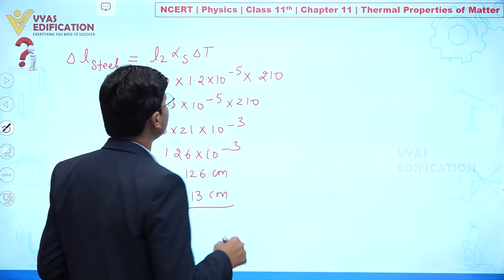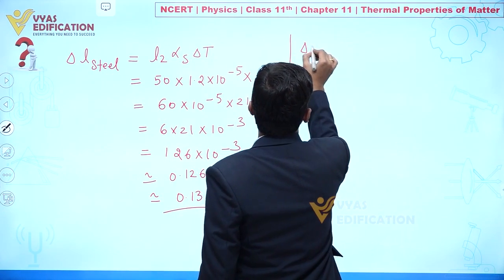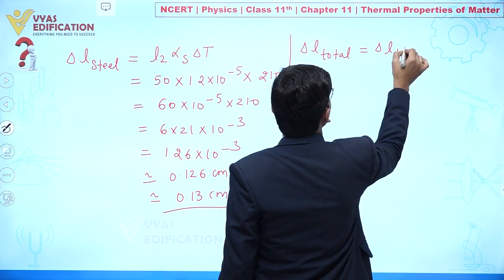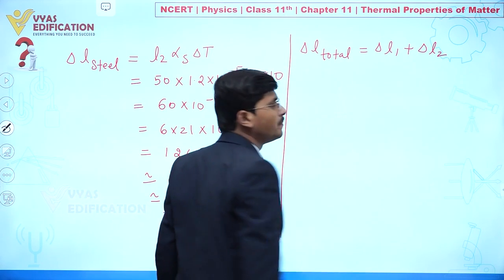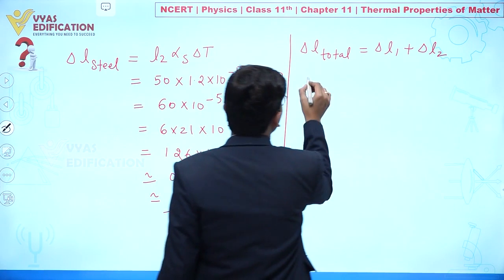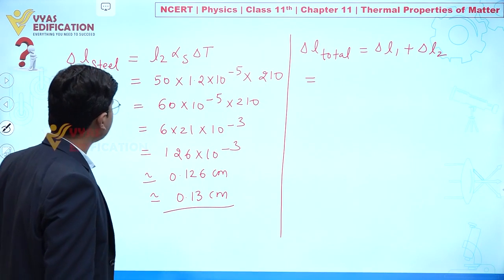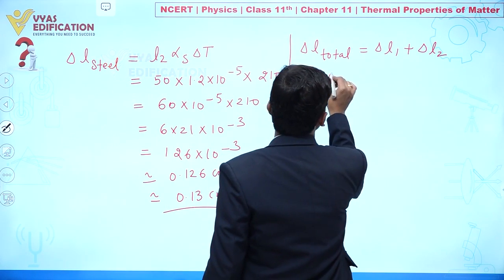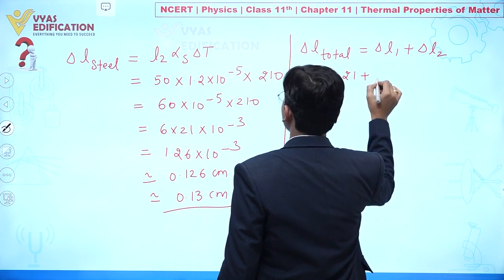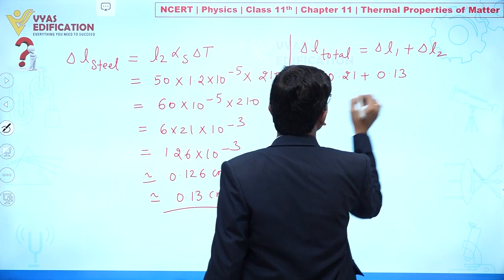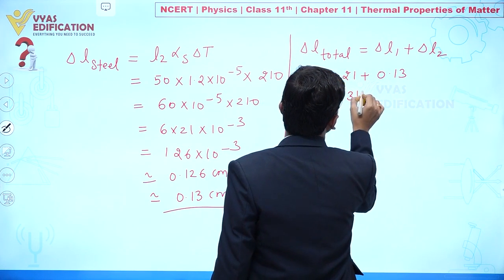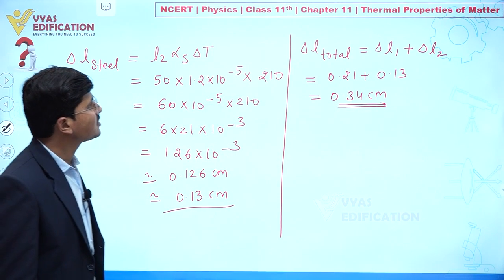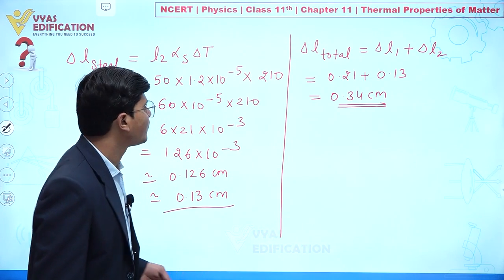So how can we calculate total elongation? I can write it like this: total elongation is given by delta L1 plus delta L2. Delta L1 is given to you, this is equal to 0.21 centimeter, plus this is 0.13 centimeter. So this is equal to 0.34 centimeter. This is the total change in length, 0.34 centimeter.